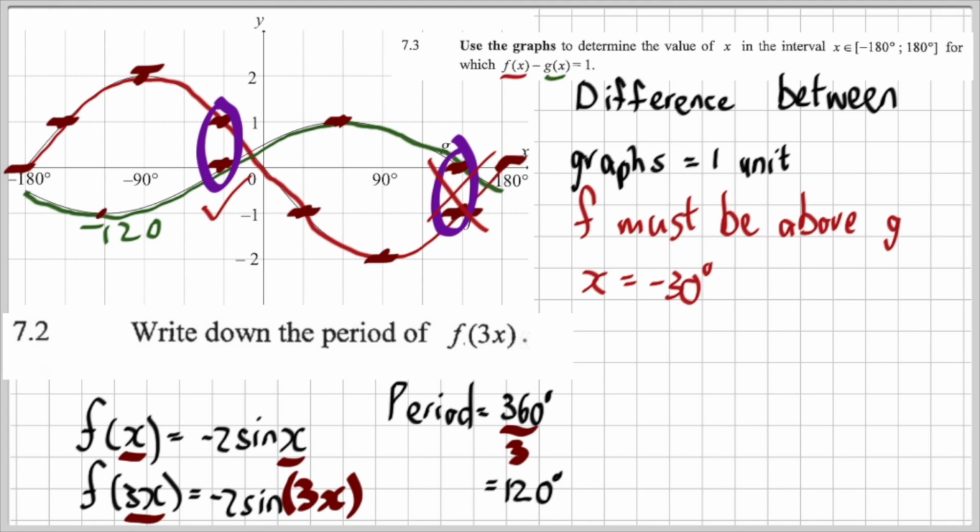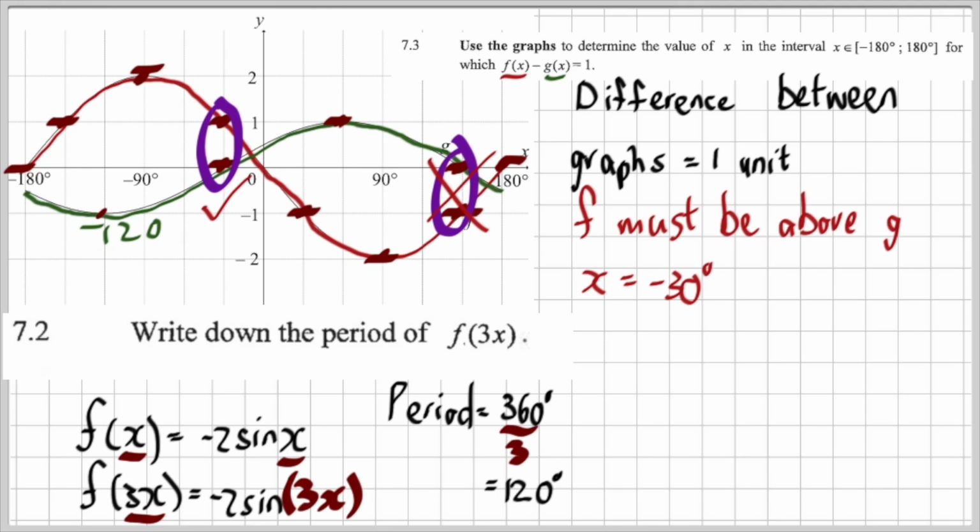So in a sum like this, look at my approach. I highlight all the points where I have whole numbers or numbers where you clearly know what the y values are. Then I look at the difference between the graphs. I want the difference to be 1, but I want f to be above g. And therefore, by process of elimination, I basically get my answer.